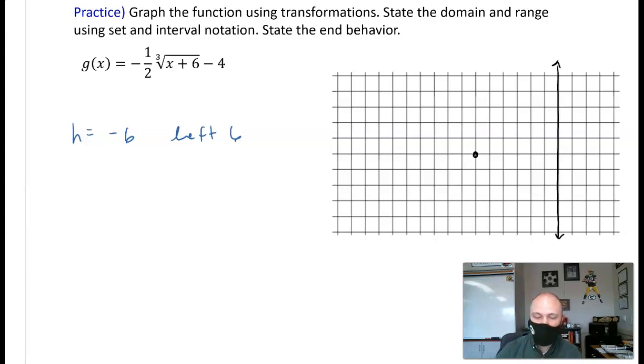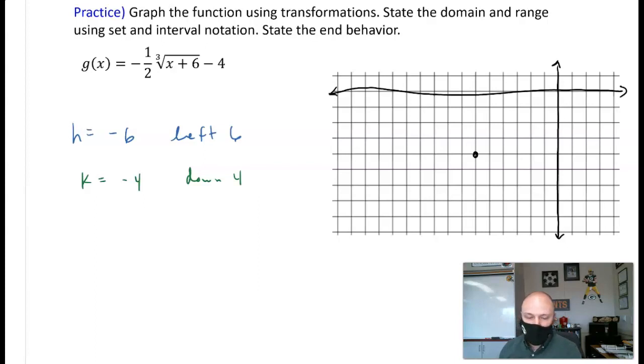And then the same with my K value. My K value is down 4. So I'm going to do the opposite. Oh, let me write down 4. I'm going down 4. So I'm going to shift my x-axis up 4. 1, 2, 3. And put it, ooh, that was really rough.